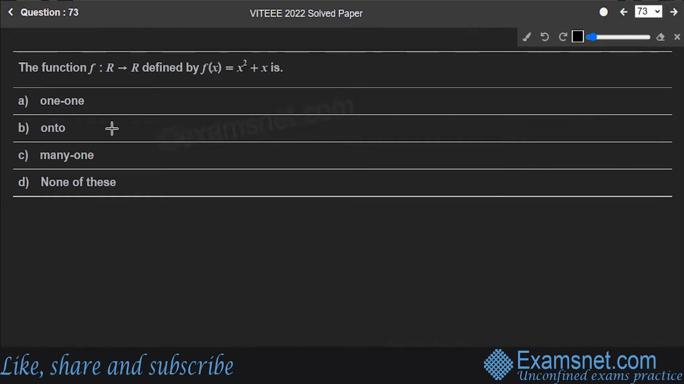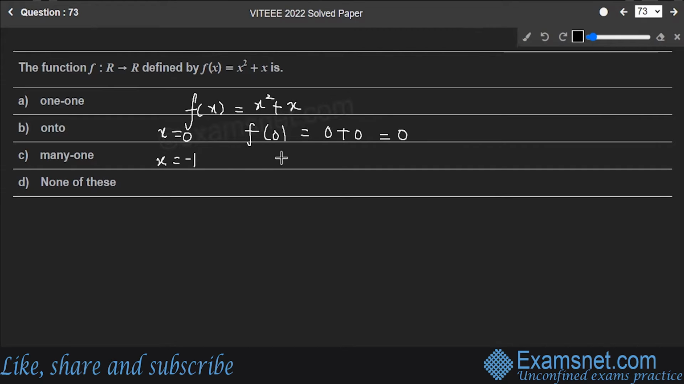The function f is defined from real numbers to real numbers defined by f(x) is equal to x squared plus x. Is it 1 to 1, onto, many 1, or none of these functions? Fine. So you're given that f(x) is x squared plus x. Now if I put x is equal to 0 and minus 1, if I put x is equal to 0, that makes f of 0 equal to 0, and f of minus 1 will be equal to minus 1 square plus 1, that is equal to 2.